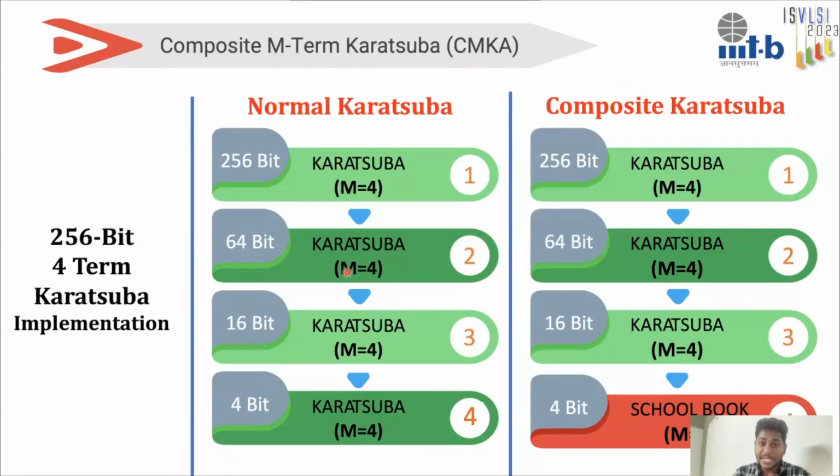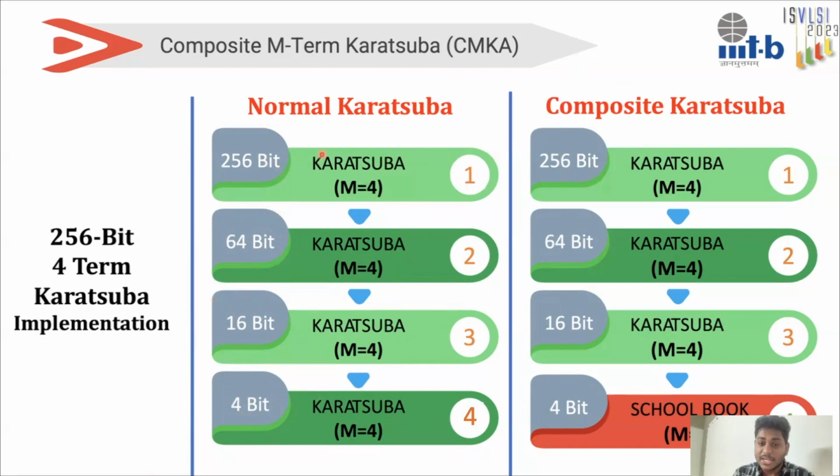Now let's see the current state of art multiplier, that is the composite m-term Karatsuba multiplier. It is easy to understand this multiplier with an example. For that, let's see an example of 256 4-term Karatsuba multiplier. Since it is a 256 4-term, we have to divide this 256-bit input operand into 4 equal parts, each of 64-bit. Again, we have to divide this 64-bit into 4 parts, since it again goes to the 4-term multiplication algorithm. Later, this 16-bit also goes to a 4-bit multiplication.